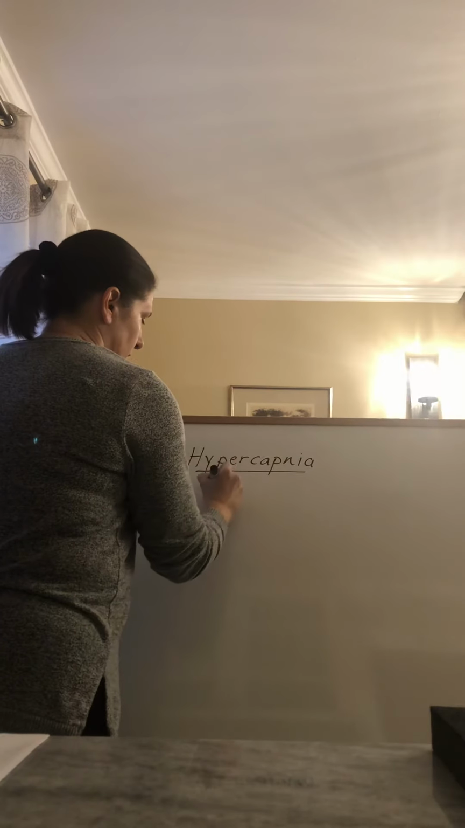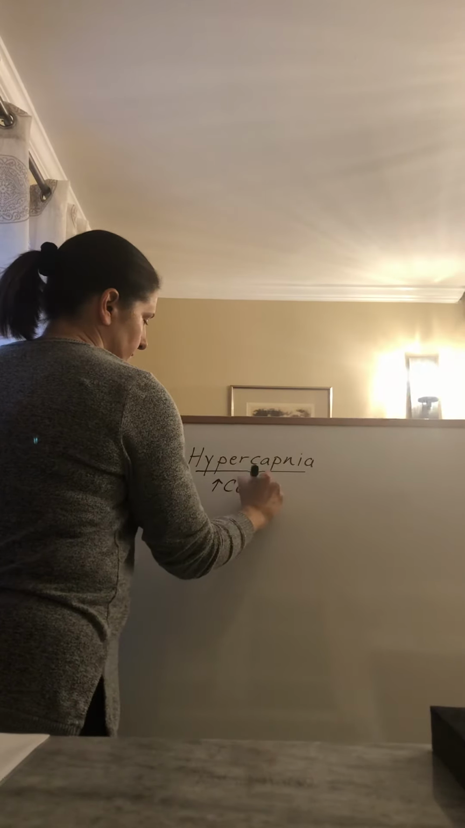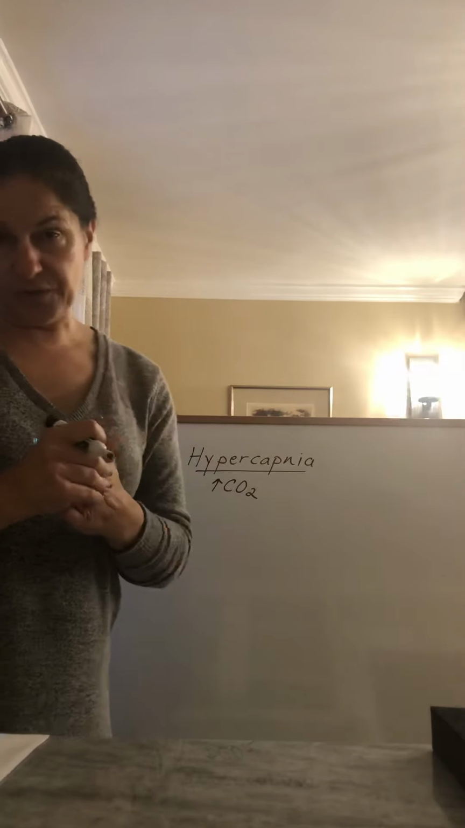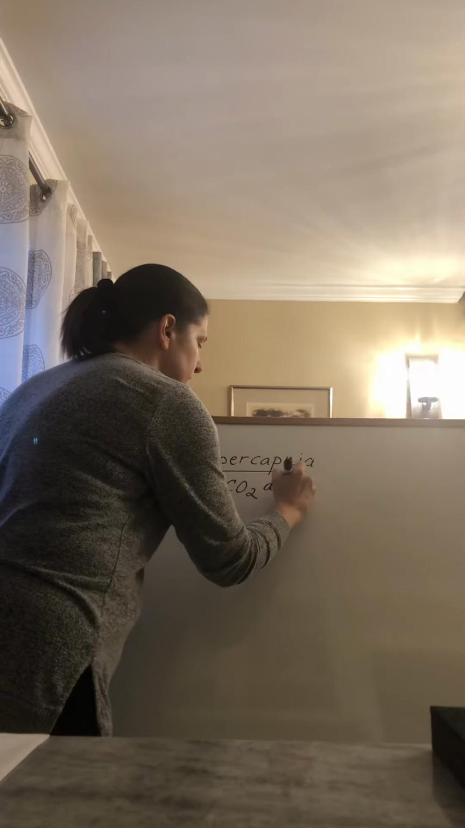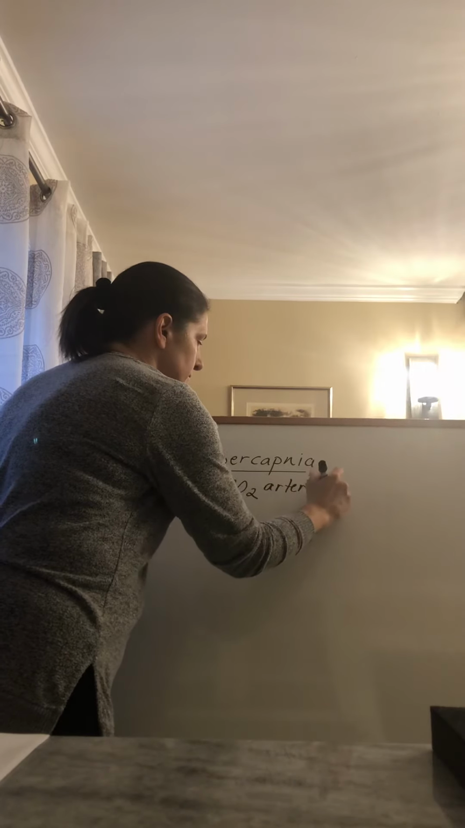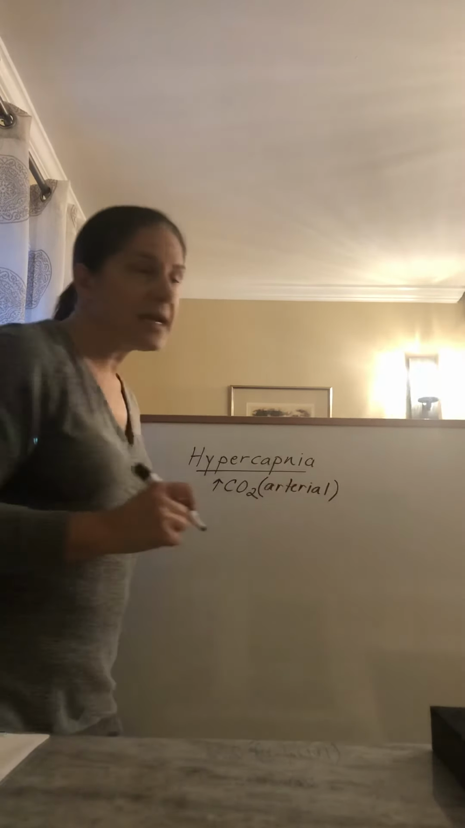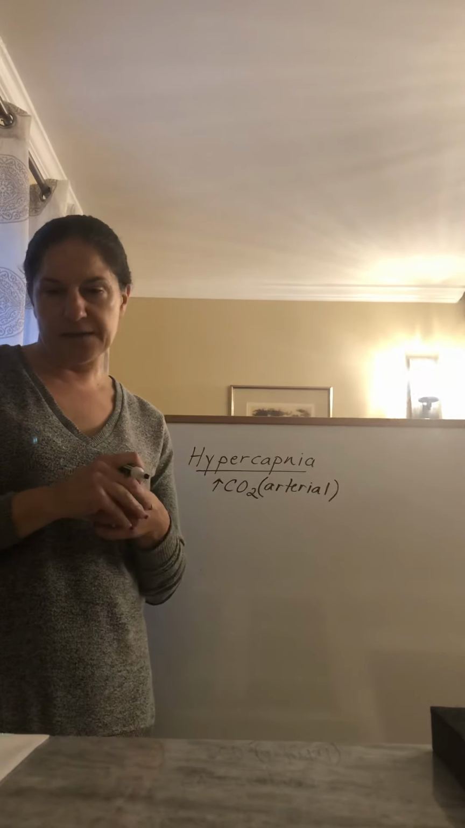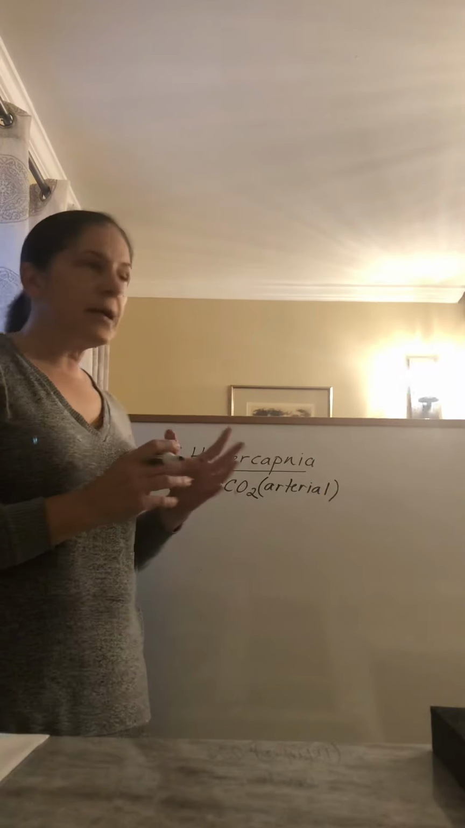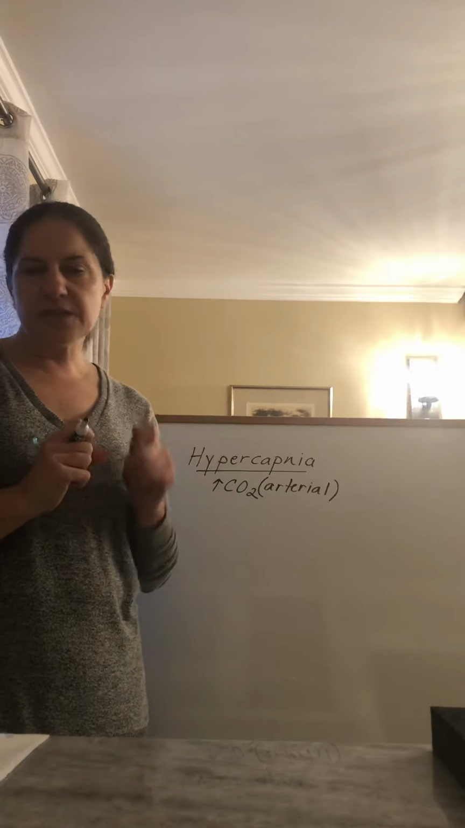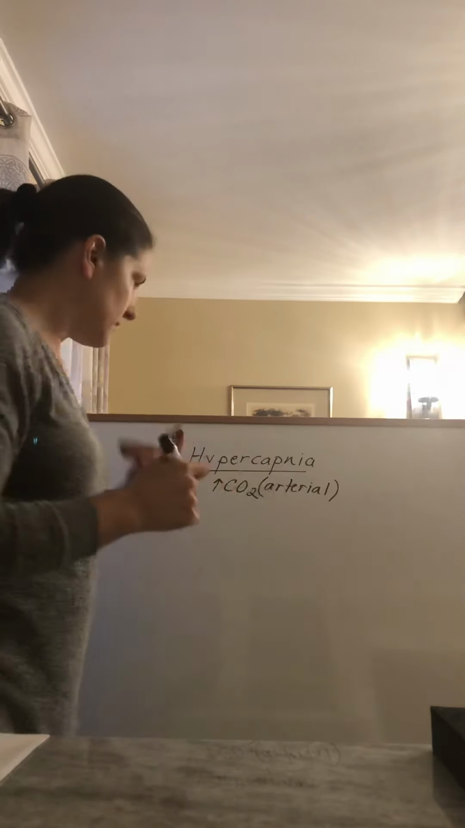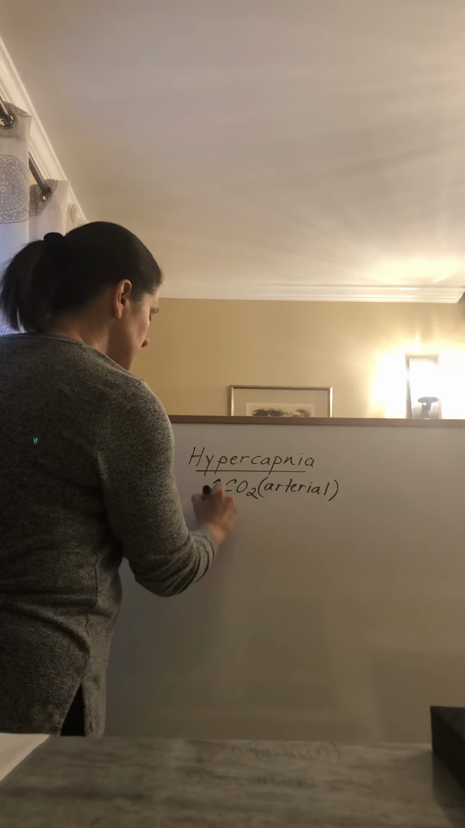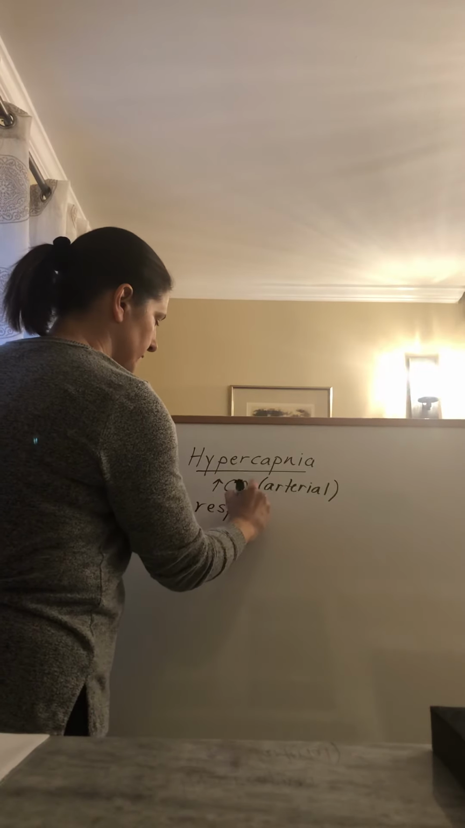Hypercapnia means you have an increase in carbon dioxide level in the bloodstream, and again, we're looking in arterial blood. In venous blood, we would expect to have an elevated level of carbon dioxide. What usually causes hypercapnia is poor ventilation of the alveoli. What this will result in, which we discussed several weeks ago, is respiratory acidosis.